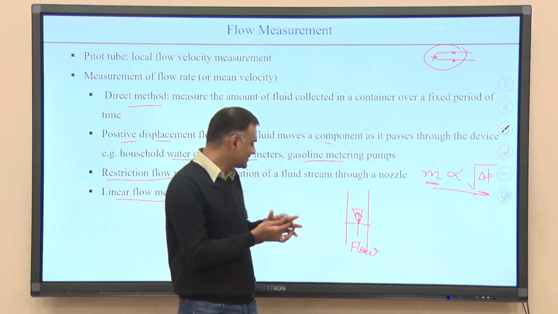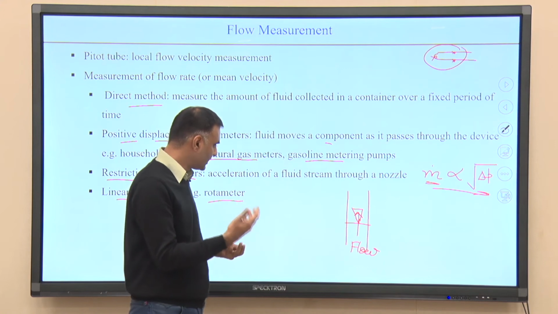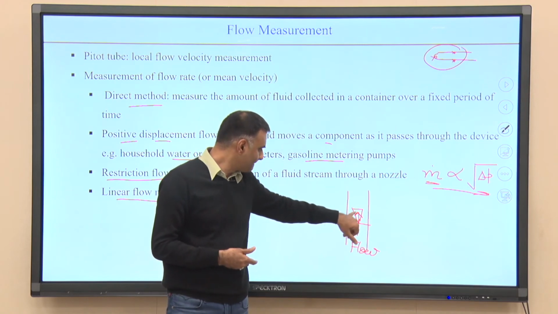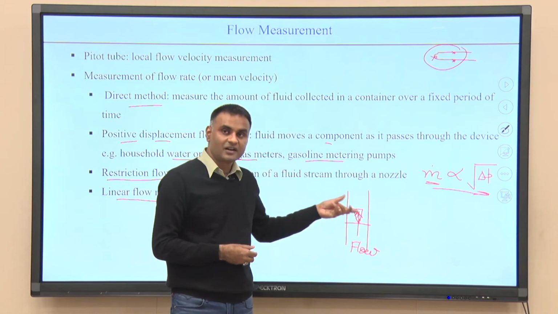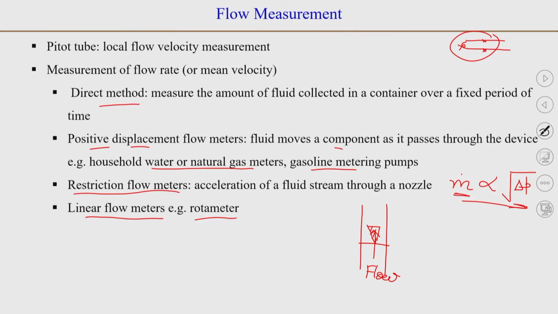So, from the balance one can find, because drag is a function of velocity, the movement of this body will indicate the flow measurement, and the movement of this body is proportional to the flow rate. So, that is why they are linearly related. It is called a linear flow meter, and one common example is the rotameter. There are other examples also, say vortex flow meters, which are a linear type of flow meter.